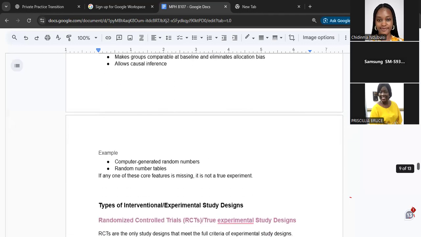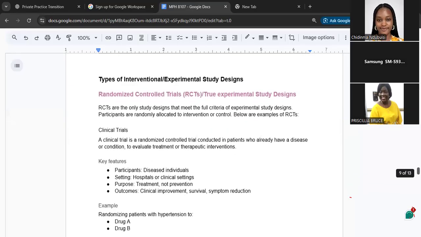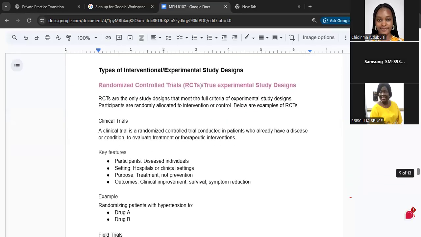So when those three things are present, we can say that it is a true experiment. So what's an example of a true experiment? The main example is randomized controlled trials. When it comes to evidence synthesis, randomized controlled trials are at the top. They are the oga when it comes to being able to establish causation. They are the top guys.